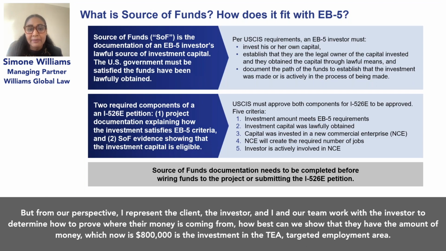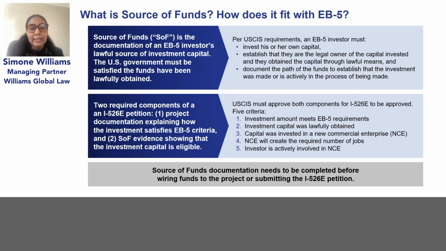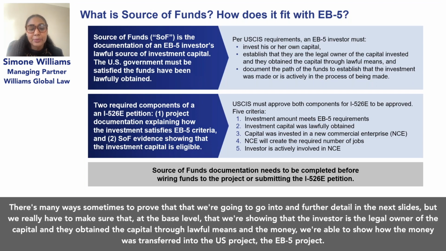They have the amount of money, which is now $800,000, as the investment in a TEA, the targeted employment area. There are many ways sometimes to prove this, and we're going to go into further detail in the next slides, but at the base level we really have to make sure that we're showing that the investor is the legal owner of the capital, that they obtained the capital through lawful means, and that we're able to show how the money was transferred into the US project, the EB-5 project.